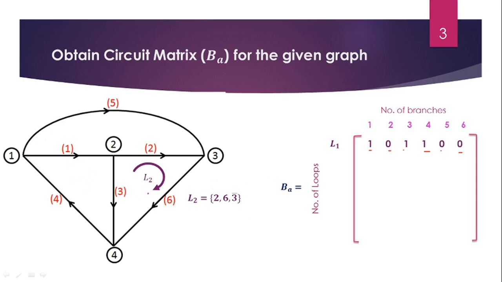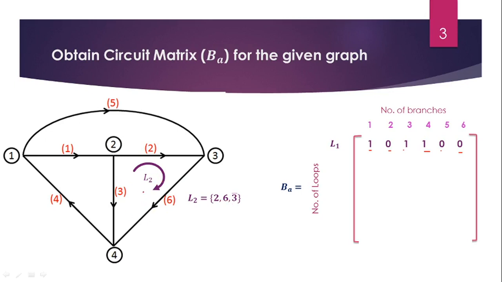We may have the second loop, which has the branches 2, 6 and 3. So we are keeping the set as 2, 6 and 3. The branches which coincide in the same direction, we will take +1. The branches which coincide with the opposite direction, we have to take -1. Here branch 2 and loop 2 have the same direction, so we will take +1. Branch 6 again has the same direction, so we have to take +1.